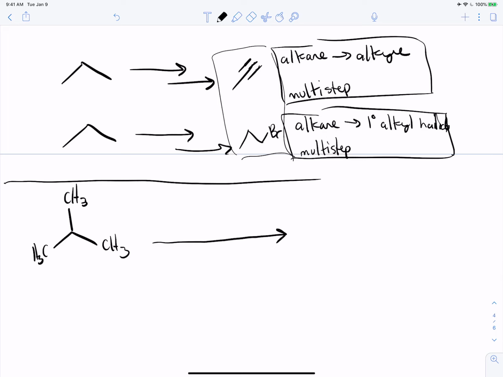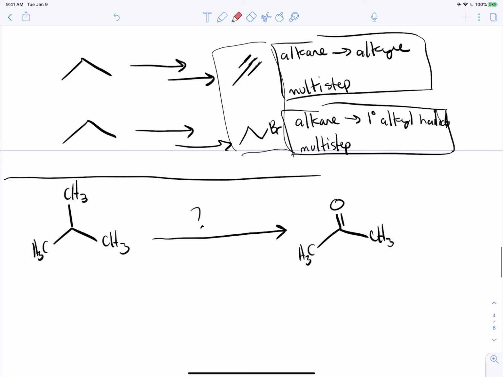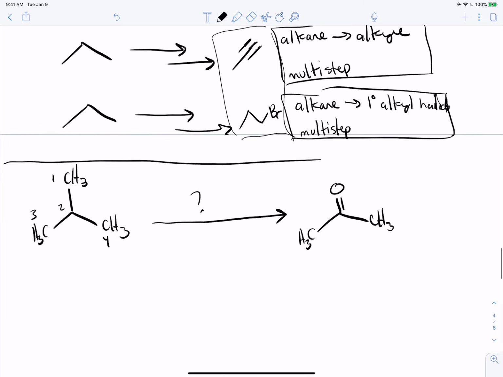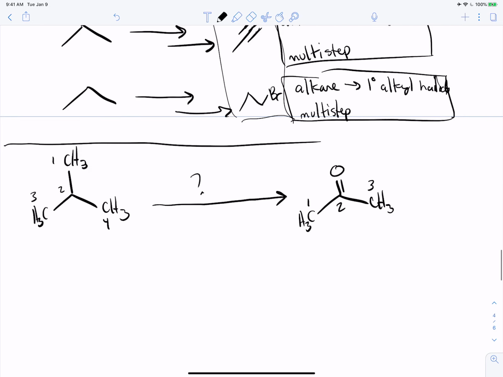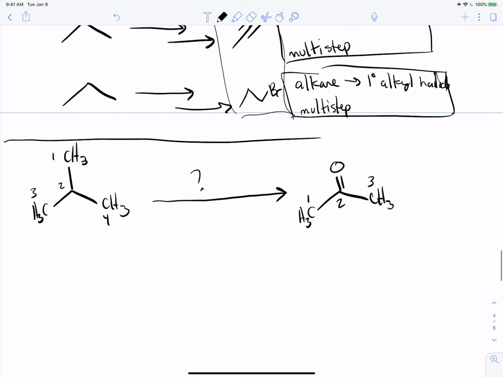Okay, and now we're going to make this compound, where they're asking, how do we do that? All right, so the things that stand out to me about this are that I have 1, 2, 3, 4 carbons in my starting material. And in my final product, I only have 3 carbons. Right? So a carbon-carbon bond has broken somewhere in this molecule.